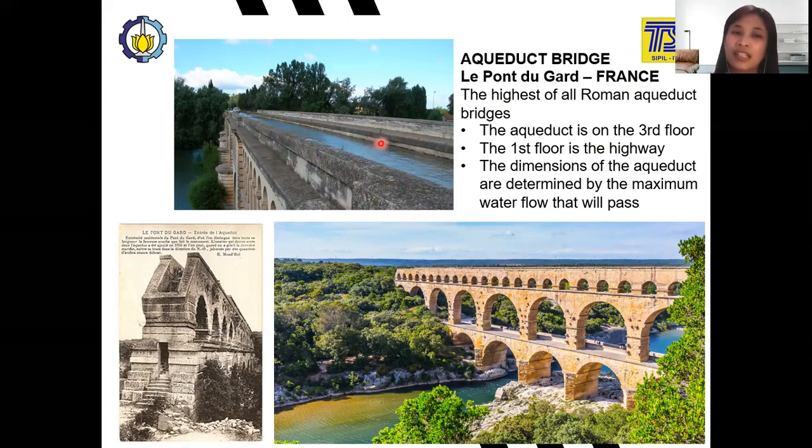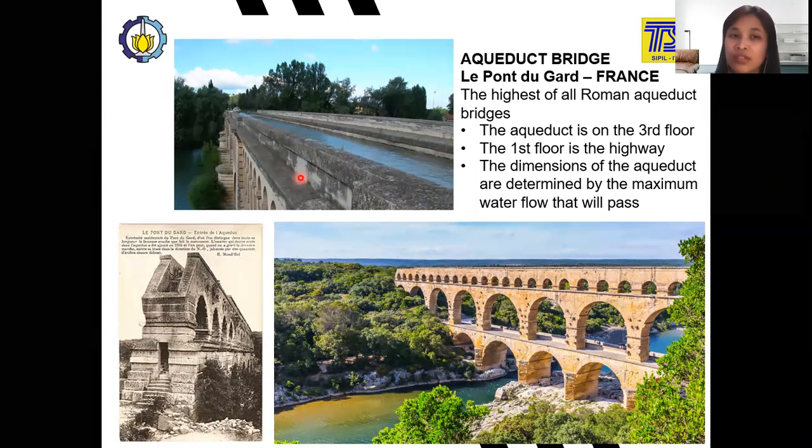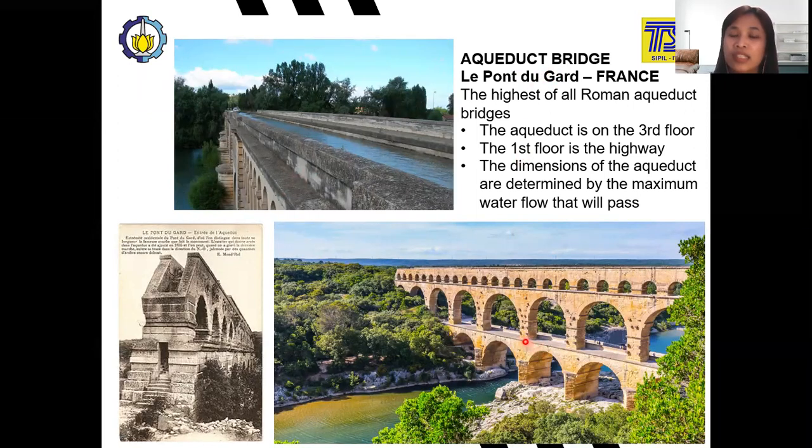Actually, because it was made a very long time ago, it is rather ancient, and the techniques were still traditional. So they didn't make the aqueduct at the same level as the highway. But nowadays, usually, we can make the aqueduct at the same level as the highway.